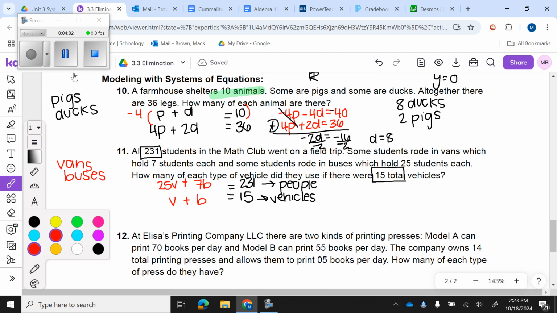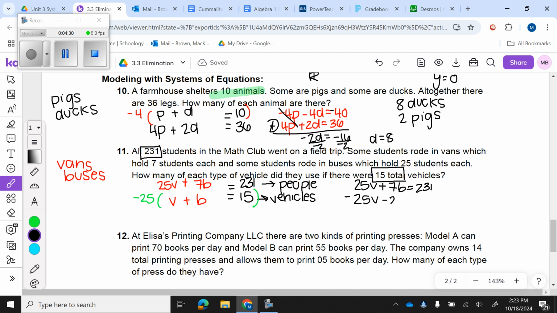Now I'm set up to eliminate, but remember they've got to match and have opposite signs. So I'm going to multiply this whole thing right here by a negative 25, because then these will have opposite signs, but they'll have the same coefficient. So my top equation is going to stay the same. I'm going to have 25v plus 7b equals 231. And my bottom equation is going to become a negative 25v minus 25b equals, I got to do negative 25 times 15.